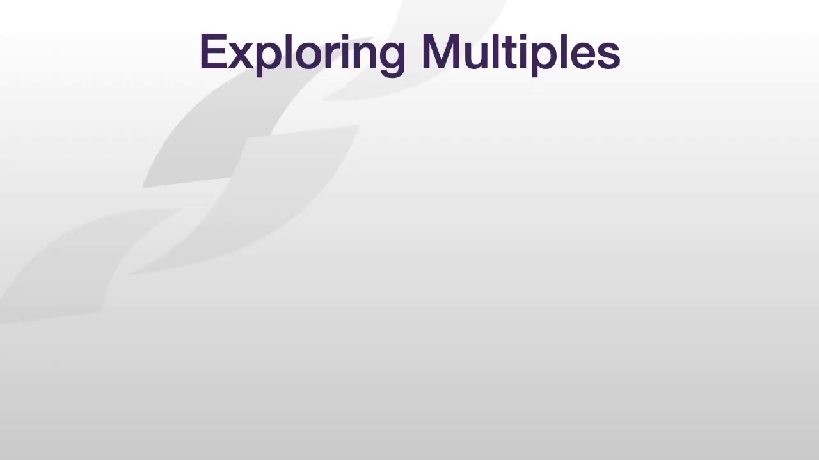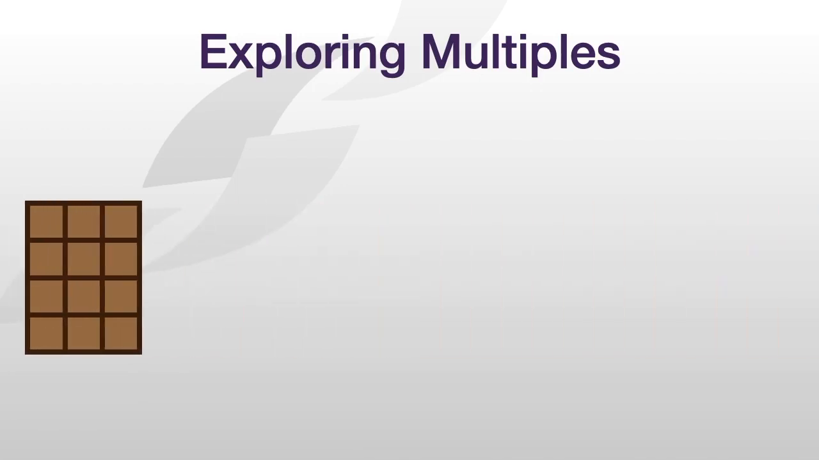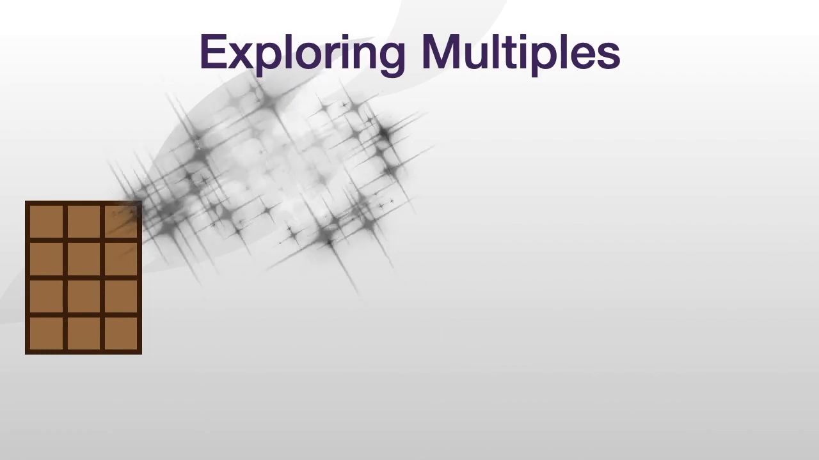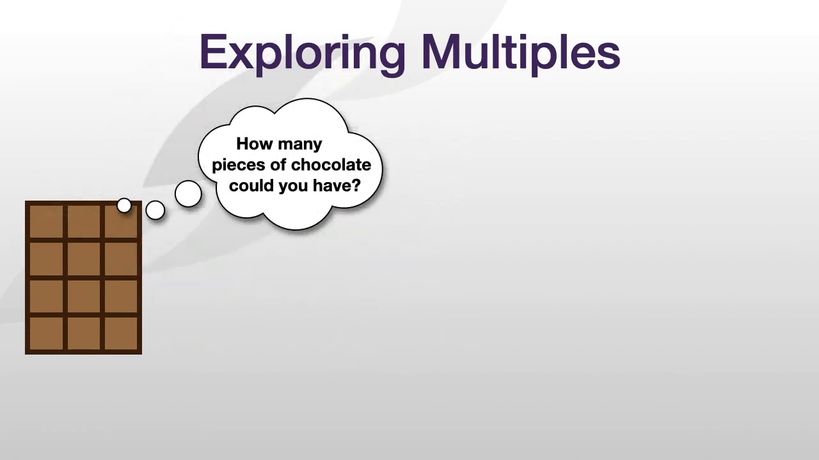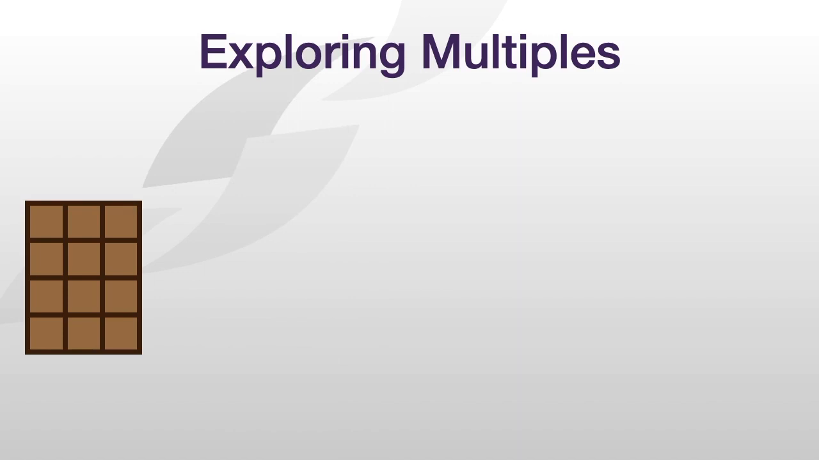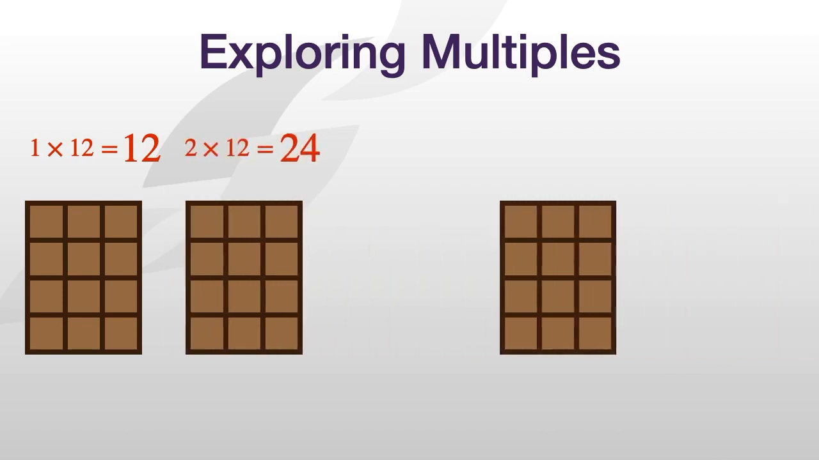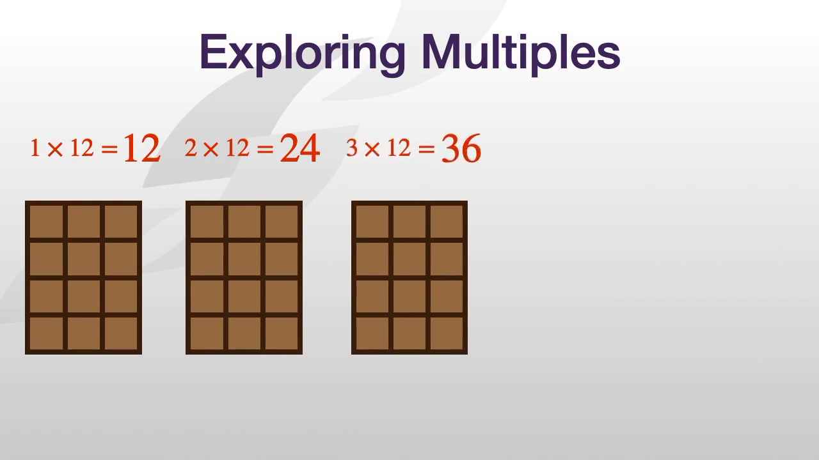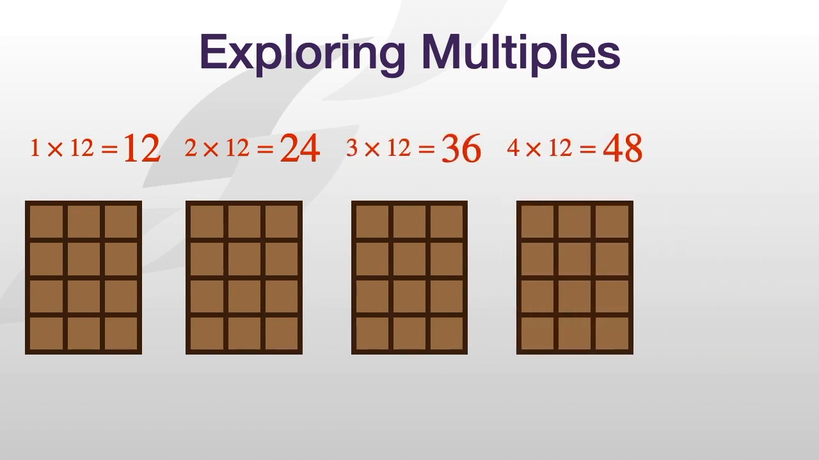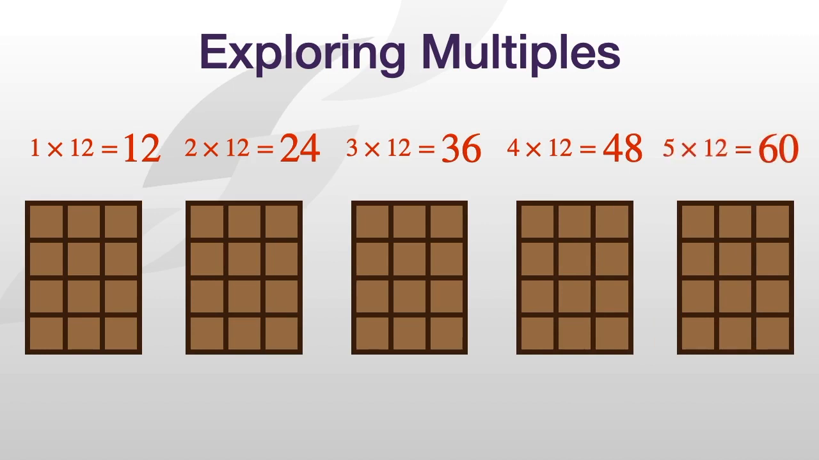A chocolate bar can be broken off into 12 pieces. Suppose that you buy several chocolate bars. How many pieces of chocolate could you have? If you were to buy one chocolate bar, you'd have 12 pieces. If you were to buy two chocolate bars, you'd have 24 pieces. 3 chocolate bars would get you 36 pieces. 4 bars would be 48 pieces, and 5 bars would be 60 pieces.